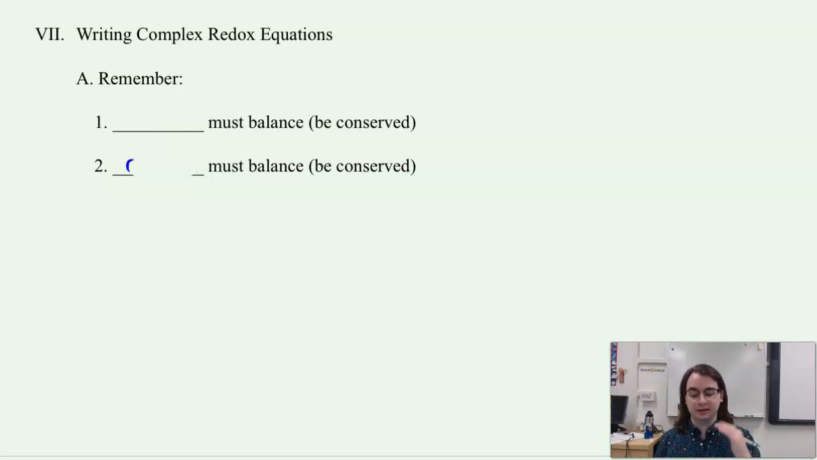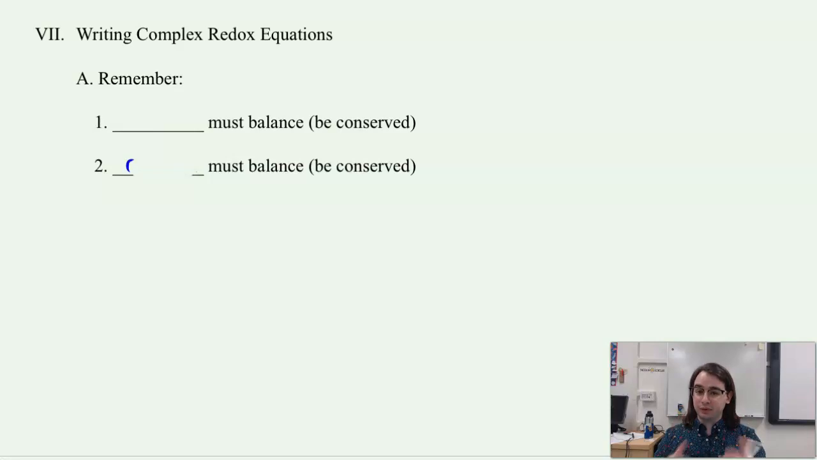Let's keep going, and let's talk about what's called complex redox equations. Now, understand that everything that we've seen before have been redox equations, but you could probably refer to them as simple redox equations. We have this idea called complex redox equations that are a little trickier, and they just take a lot more steps to balance.